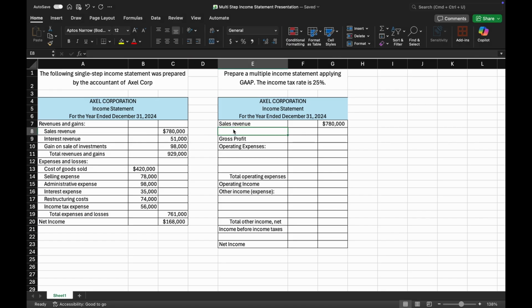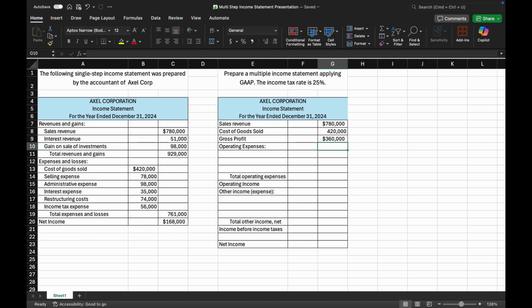Looking at the single step income statement, we can see that the account balance for COGS was $420,000. So let's go ahead and transfer cost of goods sold over. Put cost of goods sold and then $420,000. From there, we have to find gross profit, which, as I said, you do by subtracting COGS from the sales revenue. In this case, that would be $780,000 minus $420,000, which comes out to a gross profit of $360,000.